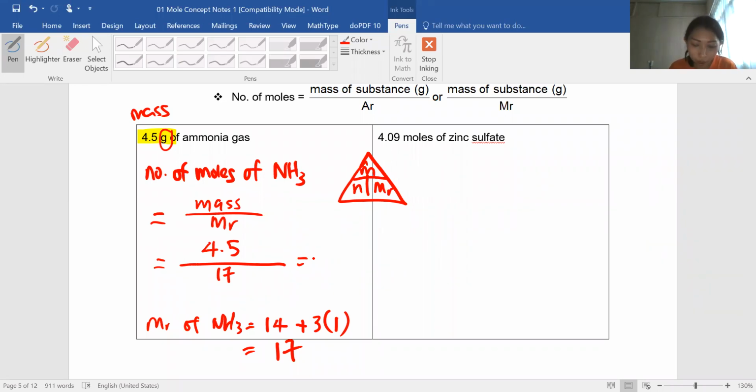4.5 divided by 17. You will see a fraction, right? But for my final answer, we have to leave it in decimal to 3 significant figures. So I have 0.2647, which rounded off to 3 significant figures is 0.265. The unit for number of moles is mol.